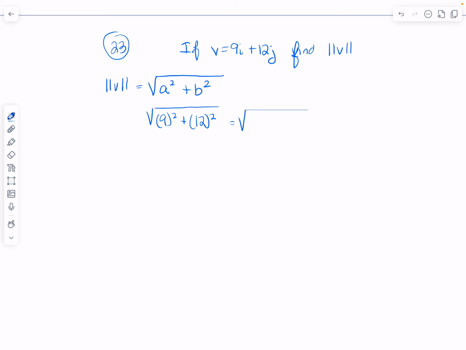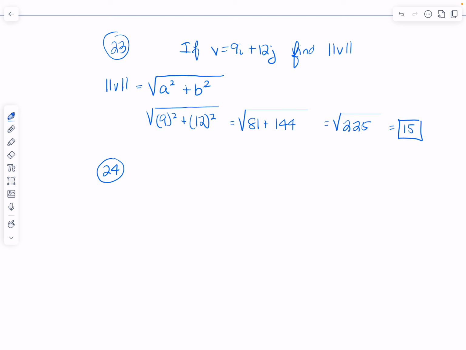So when I do that, I get 81 plus 144, and when I add those together, it actually works out quite nice because I get 225 underneath the square root, and that is a perfect square, which results in 15. All right, so that brings us now to number 24. Okay, so let me go back there and look at it.